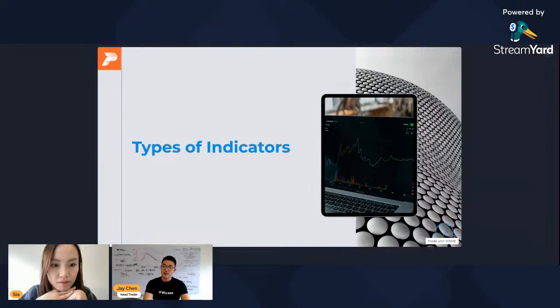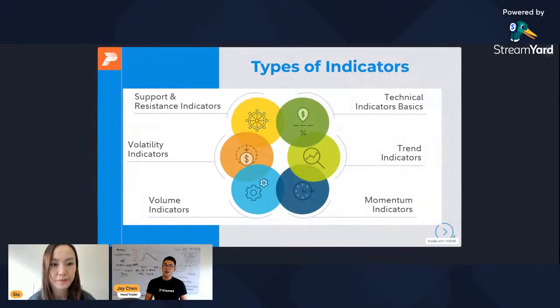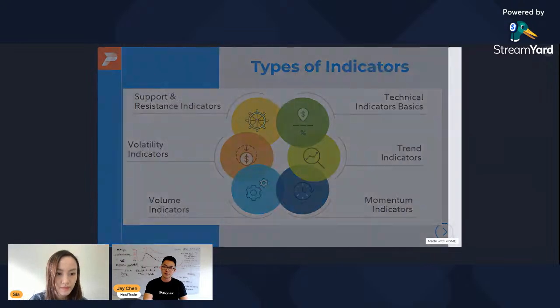So types of indicators. Basically there are 5 types of indicators. Technical indicator basics, that's not an indicator, that's just technical indicator basics. So the 5 types are trend indicators, momentum indicators, volume indicators, volatility indicators, and support and resistance indicators.